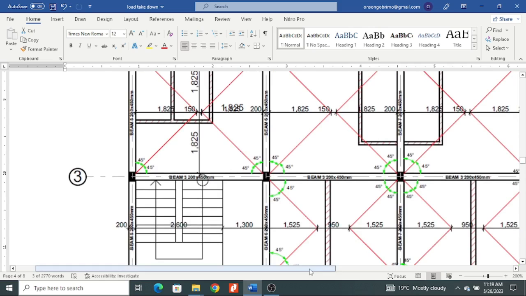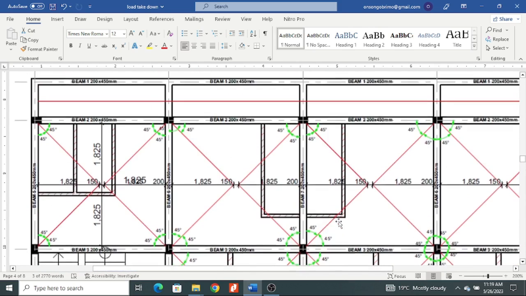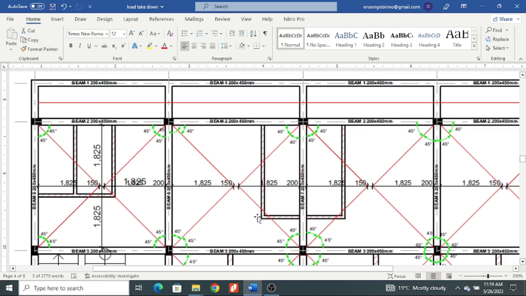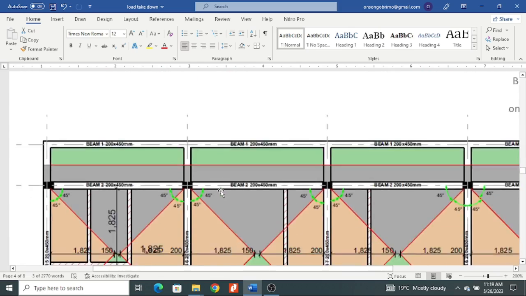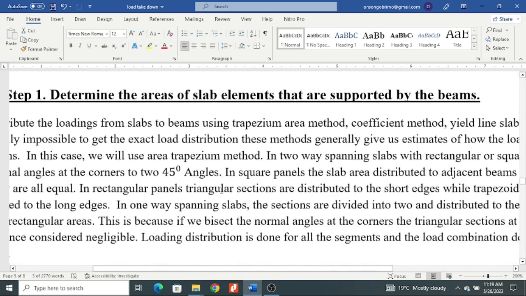So this one had slabs which were rectangular, but almost square. That is why you're seeing they are almost meeting at the center. They're giving us 150mm spacing to form these trapeziums and these triangles. So once you do this, this trapezium is going to load this beam. This trapezium is also going to load this beam. And whatever I'm explaining here is for two-way spanning slabs. Just a minute, I'm going to explain what one-way and two-way spanning slabs are.